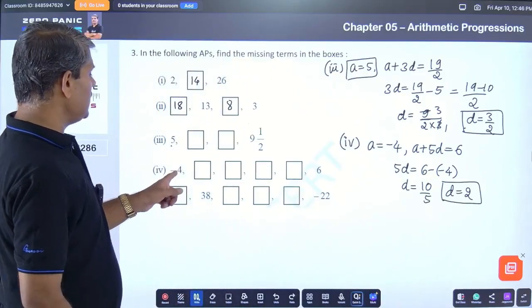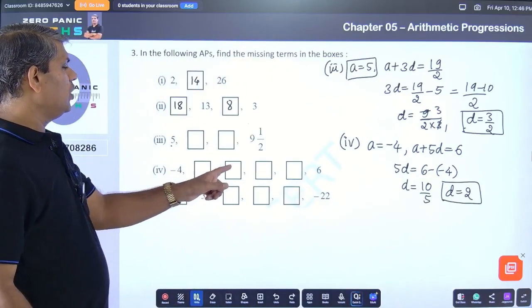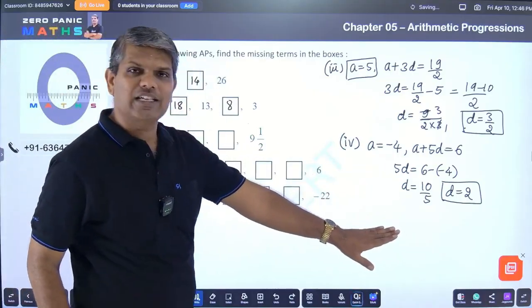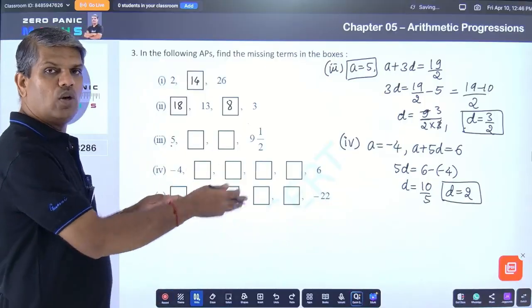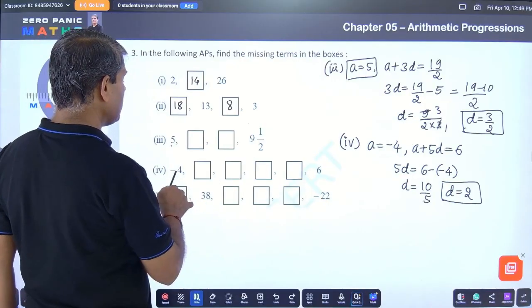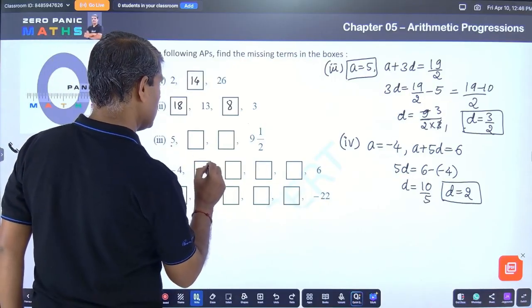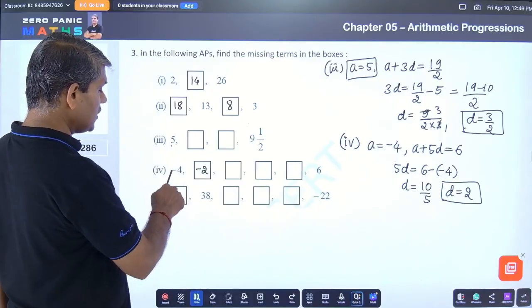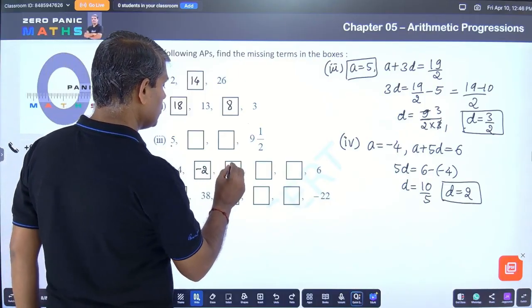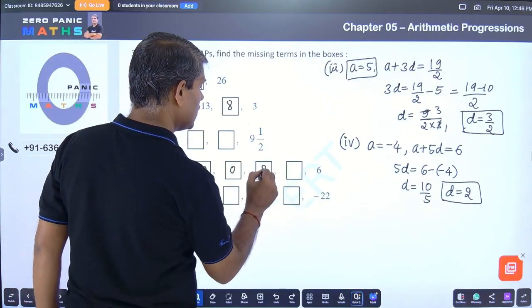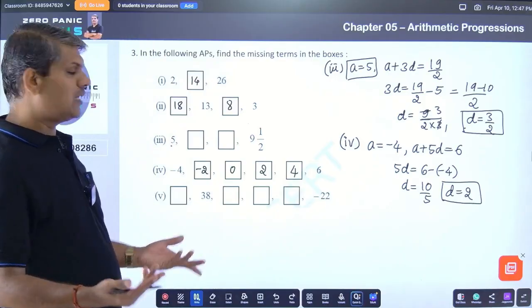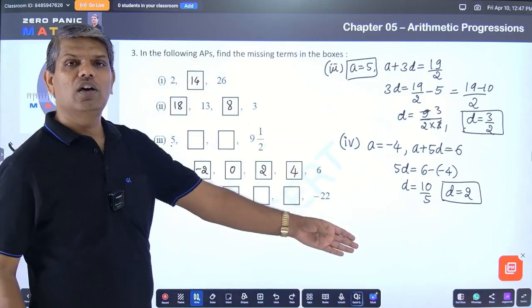Since D is equal to 2, go on adding 2 to each of these numbers. You need to just write those steps here. Just to get the problem resolved, I will go on adding that. Add plus 2 to this. What are you going to get? It is -4 plus 2, that is -2. -2 plus 2, that is 0. 0 plus 2, that is 2. 2 plus 2, that is 4. 4 plus 2, that is 6. Done. See, it's so easy to resolve this.